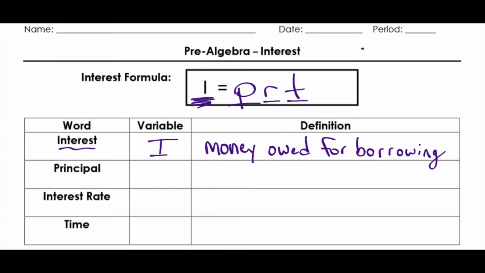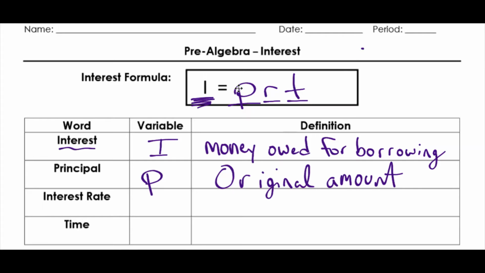The principal, which is the P here, is the original amount. It could be the original amount that's invested. It could be the original amount on your credit card. It's just the starting amount that interest is being gained on.